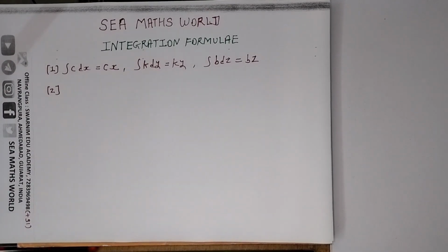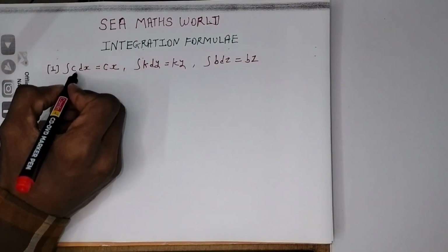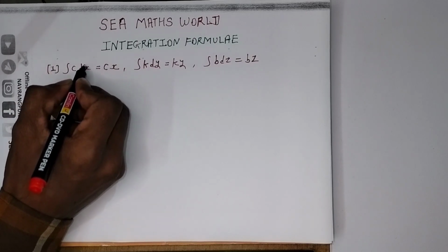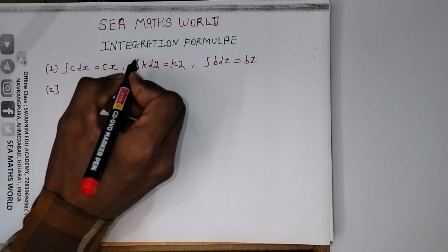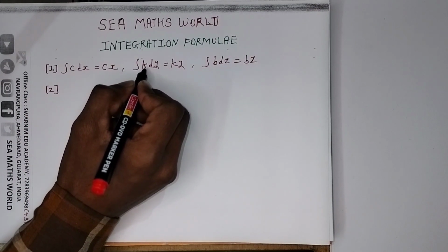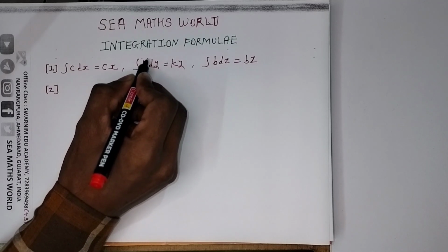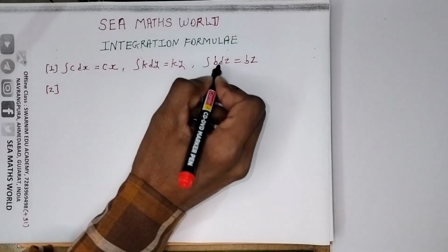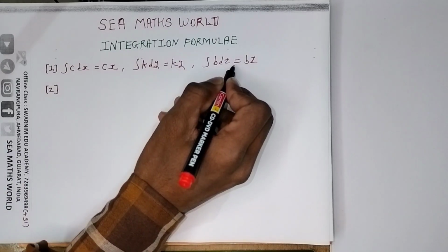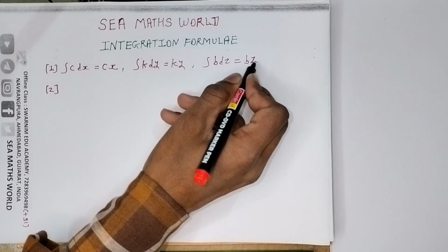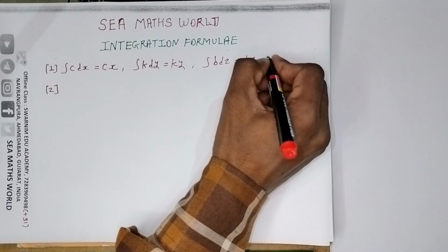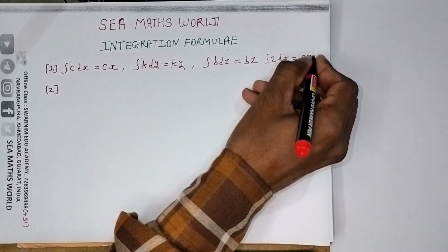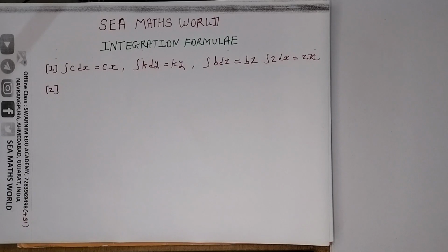The first formula is the integration of any constant c with respect to x. First put the constant as it is, and integration of dx is x. Here, integration of any constant k with respect to y: put k as it is, and integration of dy is y. Integration of constant b with respect to z: b as it is, integration of dz is z. One more example, integration of 2 with respect to x: 2 as it is, integration of dx is x.